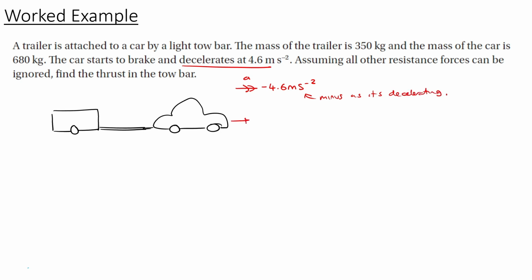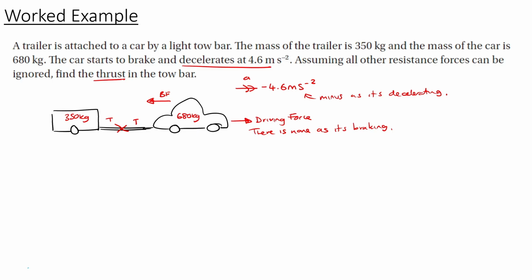Now in terms of the driving force going in this direction, there is none as it's braking, so we can ignore that. Now we are going to have a braking force, and we've got tension in our tow bar going in this way and in this direction as well. Now in terms of this, we can then label what the weights are. So we've got a mass of the trailer as 350 kilograms and the mass of the car is 680, and what the question is asking is to find the thrust.